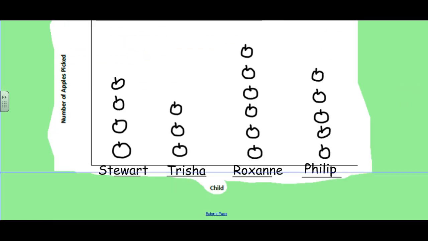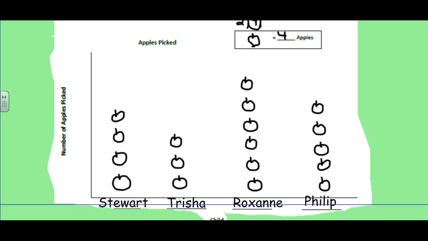Okay, so this is what your picture graph should look like. Stuart has 4 apples, Trisha has 3, Roxanne has 6, because I know that 4 times 6 gives me 24, and Roxanne picked 24 apples. Philip has 5 apples above his name, because I know that 5 times 4 gives me 20, and Philip picked 20. So for Roxanne, you should have had 6 apples, because I know that 6 times 4 gives me 24. Philip has 5 apples above his name, because 5 times 4 gives me 20.